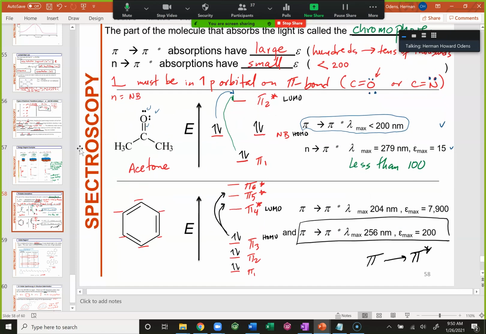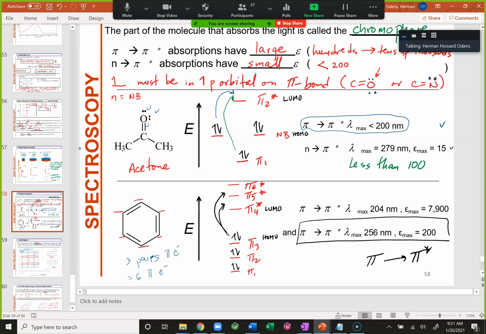Check out benzene, for example. Benzene will have a total of 6 molecular orbitals. We have 2, 4, 6. We have 3 pairs of pi electrons. Remember that? 3 pairs of pi electrons, a total of 6 pi electrons. So we're going to set them up like this. In this case, I just lined them up like that, but in reality, you have to give it the shape of the molecule of benzene. But anyways, here you can see that your HOMO is at pi 3, and your LUMO is at pi 4 star.